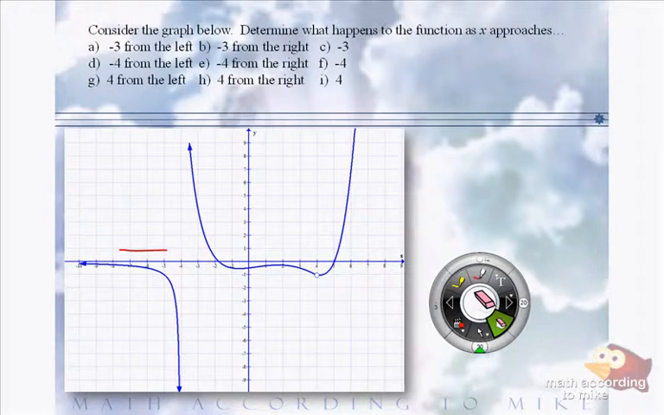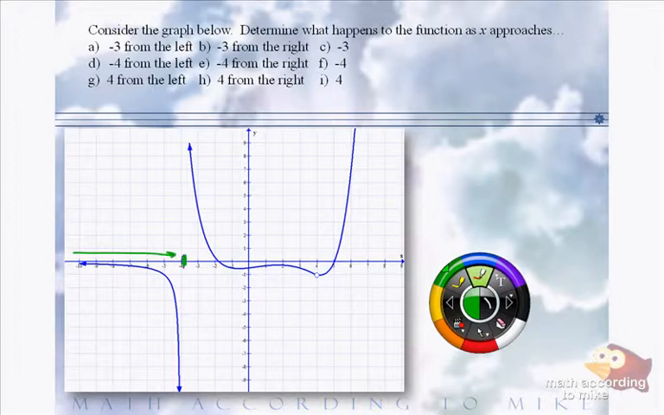Let's do this again. So here's -4. As we approach from the left, what value does the function get closer to? -infinity. So part D's answer was as we approach -4 from the left, the y values get closer to -infinity. So when you're answering these limits, you're answering the y value.